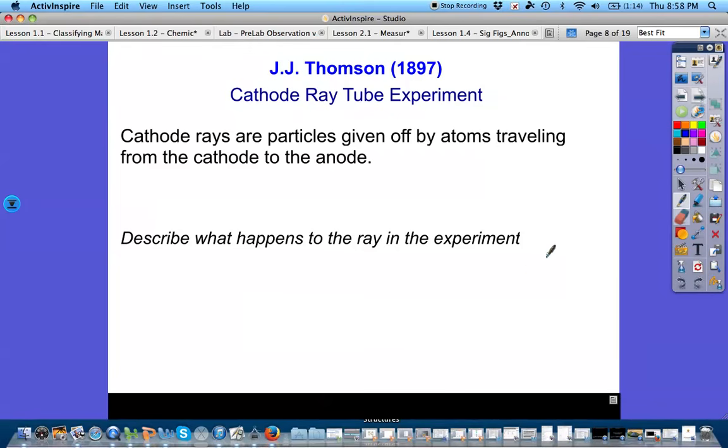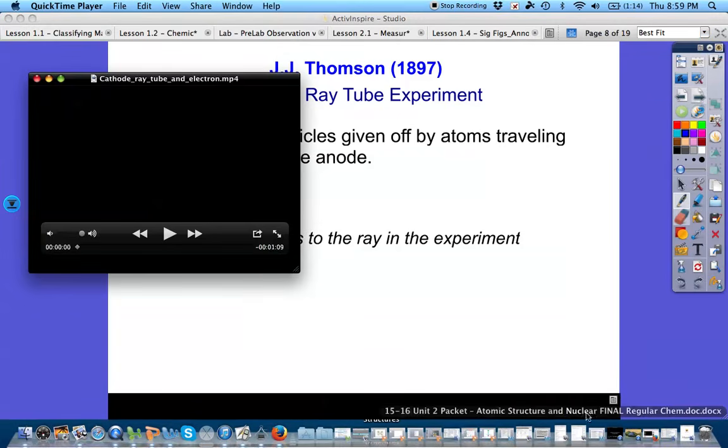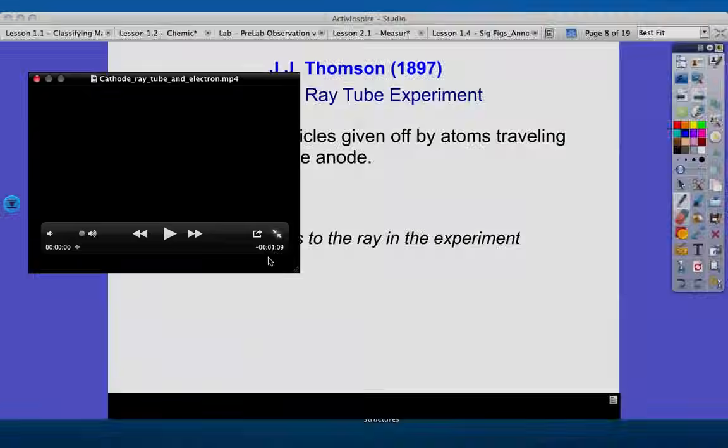The next person that contributed to the atomic theory is J.J. Thomson. And in 1897, he did the cathode ray tube experiment. Cathode rays are particles given off by atoms traveling from the cathode to the anode. So I have a video to show you what is going on here with the cathode ray tube.